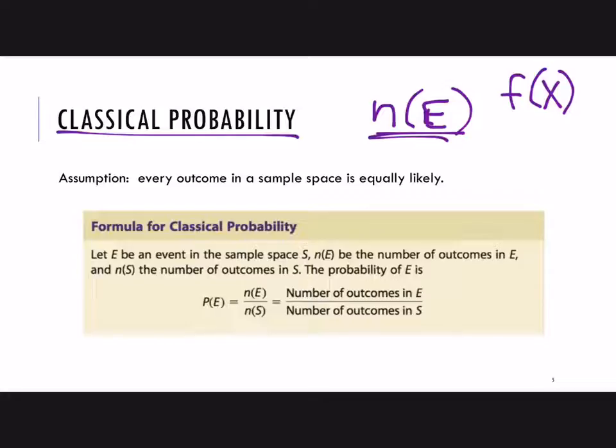N of S is the number of outcomes in the sample space. So we have basically like a part here, the number of ways of getting the event that we're interested in, and then we have a total, the number of options or outcomes in the sample space. Those are all of the possible options that could occur. So then probability of an event, we represent that with P of E, and probability is N of E over N of S, or the number of outcomes in E divided by the number of outcomes in S.